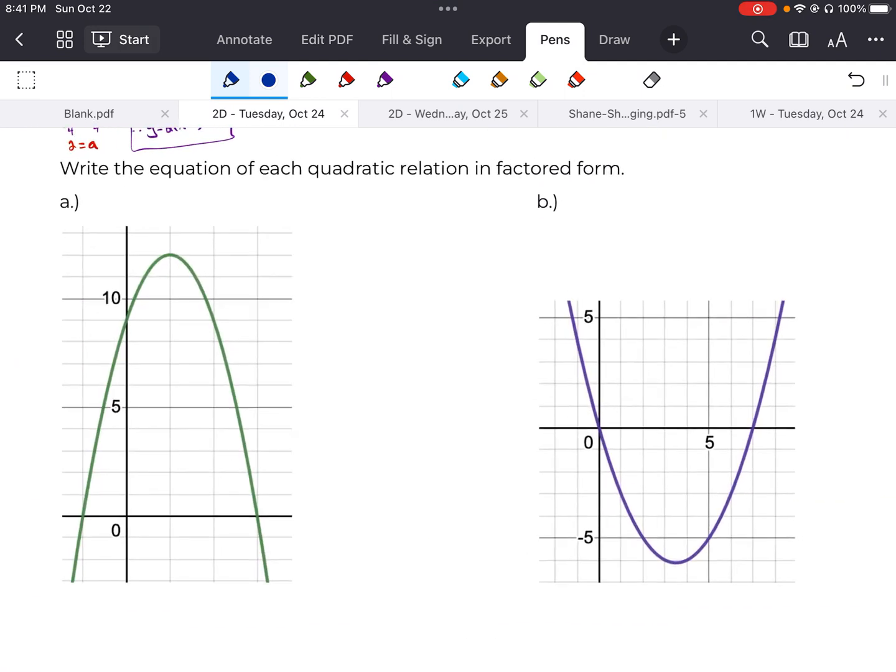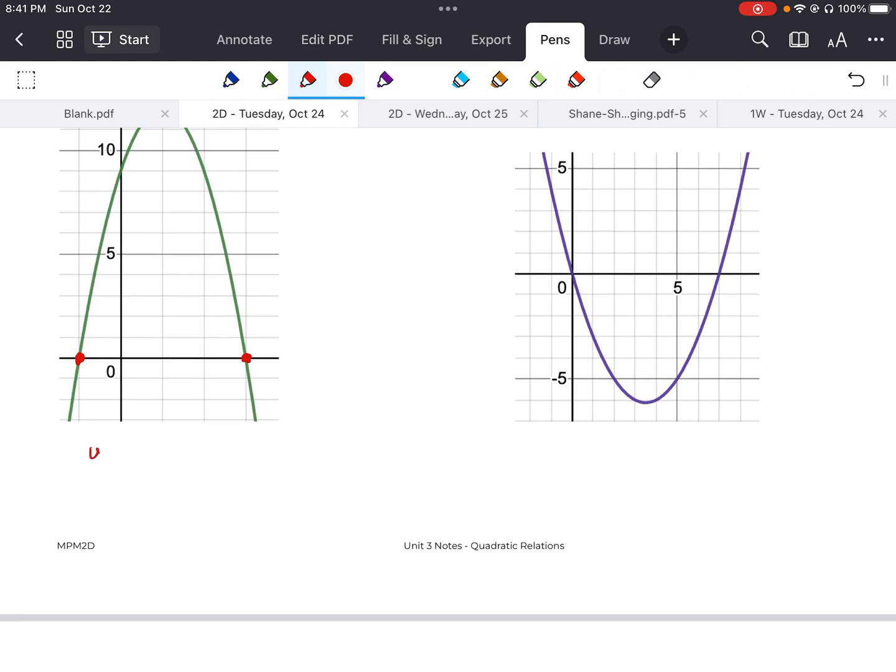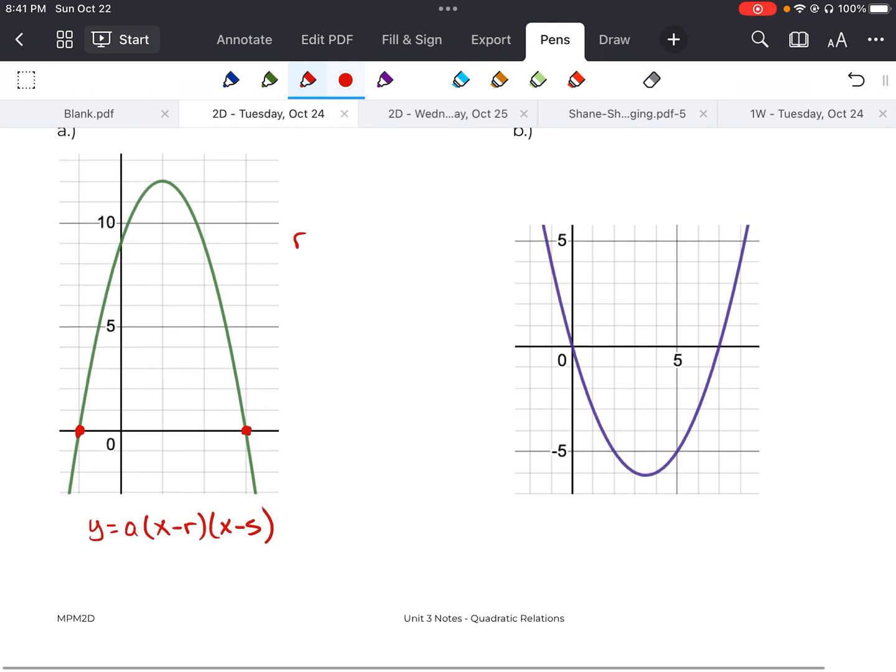Okay, this time we do have a vertex, but let's use our factors. We have an x-intercept of negative 1, another x-intercept of positive 3. And we know the equation is y equals a bracket x minus r, x minus s. So we have r equals negative 1, s equals positive 3, and then we need a point. Well, let's just choose that vertex as the point this time, and that is at 1, 12.